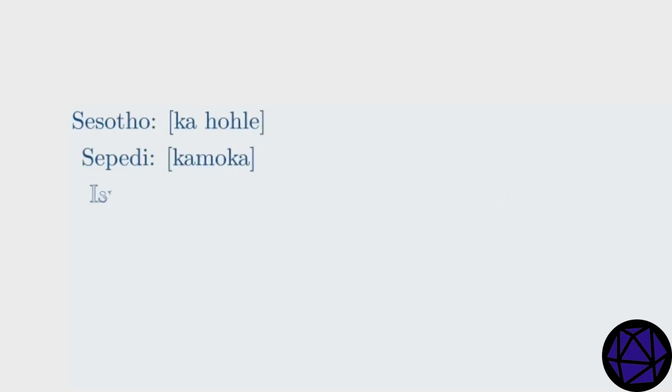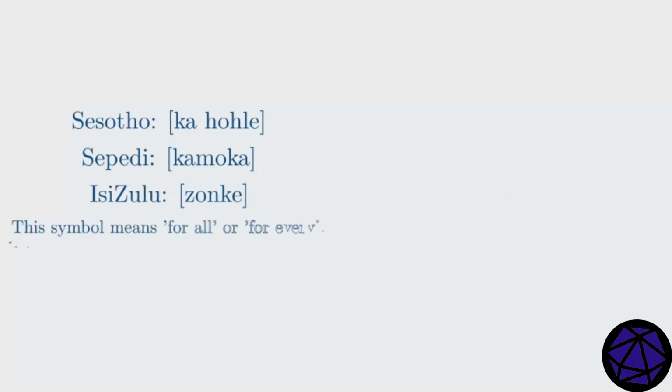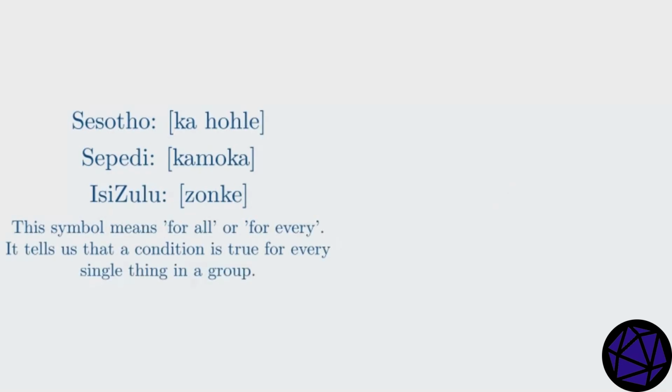Now for the universal quantifier. It looks like an upside-down A. In Sesotho we say ka hohle, in Sepedi it's ka moka, and in IsiZulu we say zonke. This symbol means for all, or for every. It tells us that a condition is true for every single thing in a group.